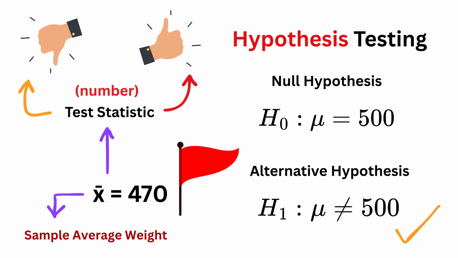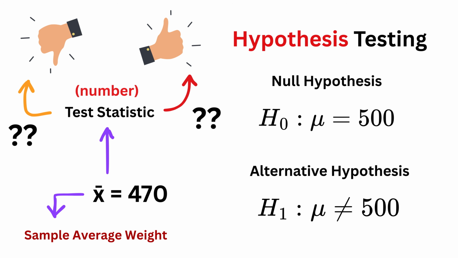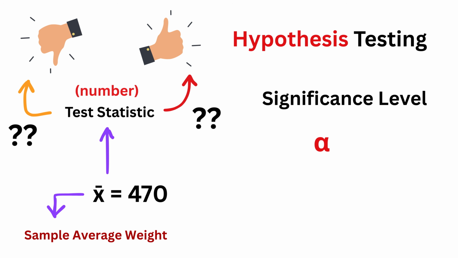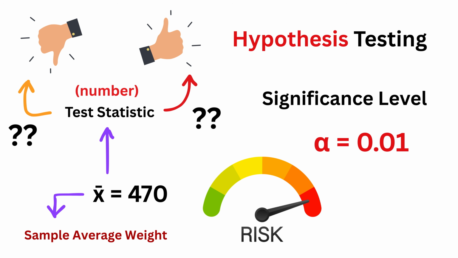Now, here comes an important part. How far is far enough? How far does the result need to be from the expected value for us to say it's significant? That's decided by what we call the level of significance, or significance level. This is usually written as alpha and is just a small number, like 0.05 or 0.01. It represents how much risk you're willing to take when rejecting the null hypothesis.